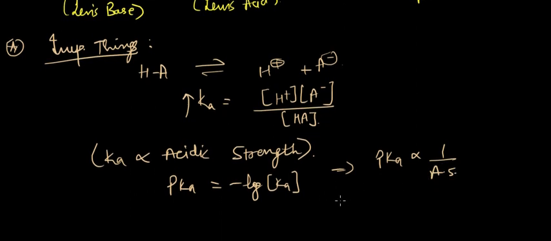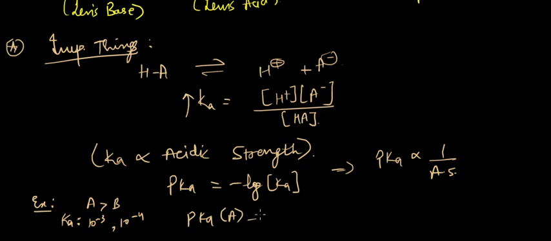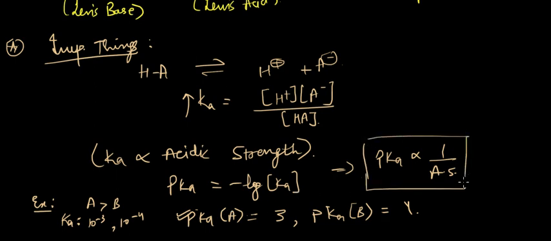How? I'll just give you an example. For example, if I have A which is more acidic than B, the Ka value is 10 to the power minus 3 and here 10 to the power minus 4, then pKa value in case of A comes out to be 3 and pKa value of B comes out to be 4, but A was more acidic. Hence, pKa value is inversely proportional to the acidic strength.